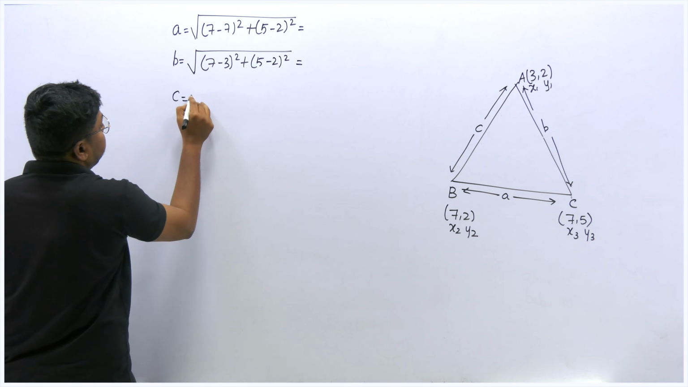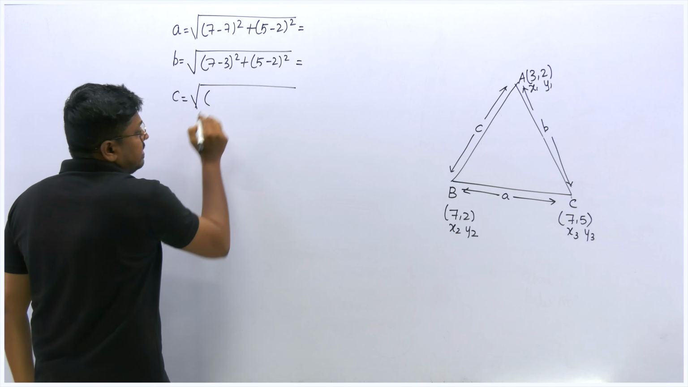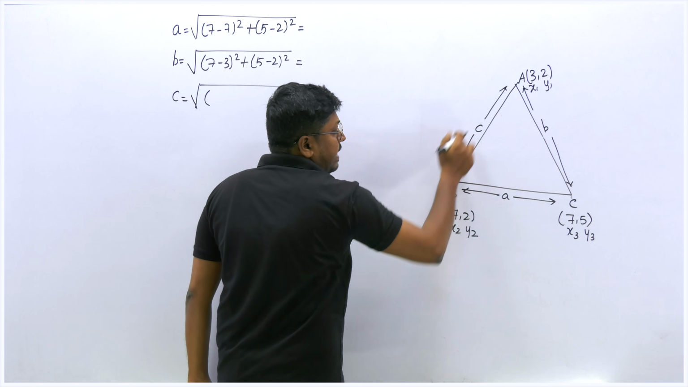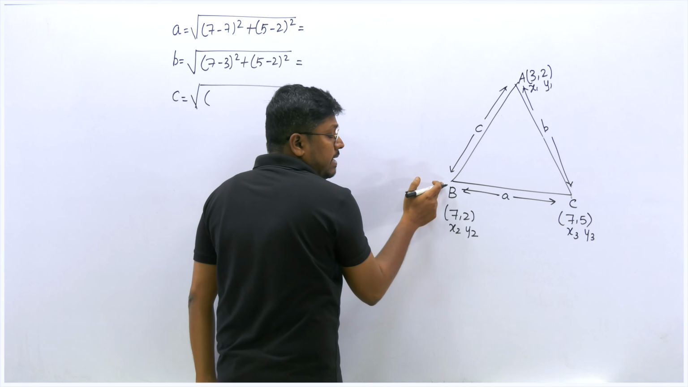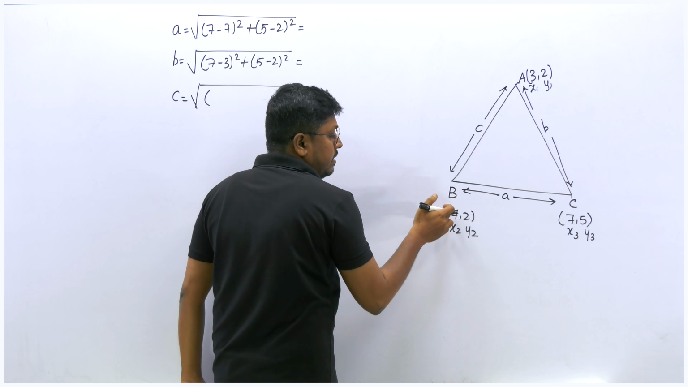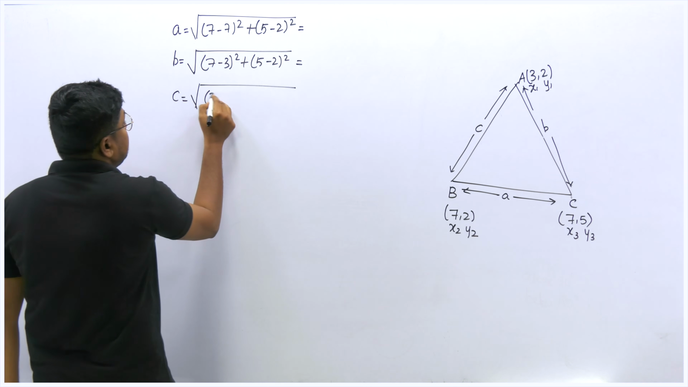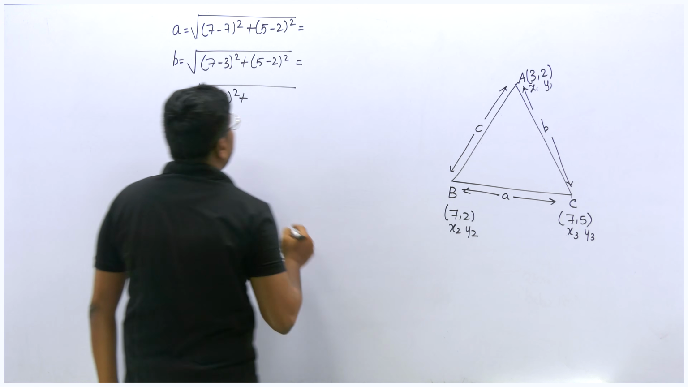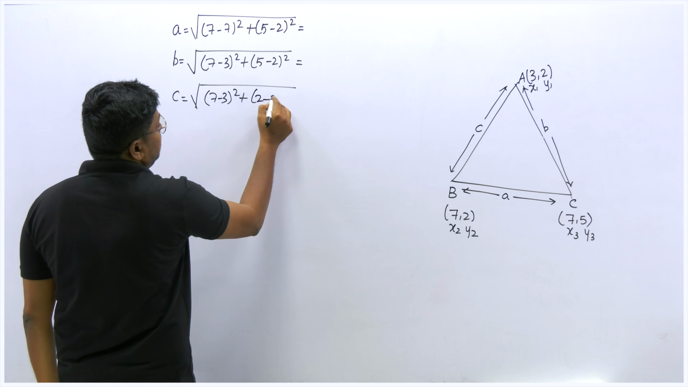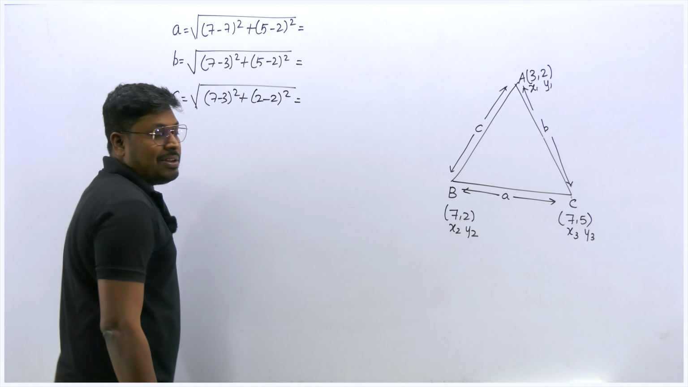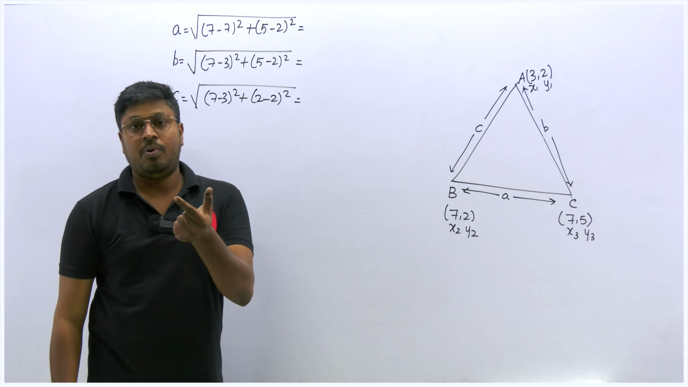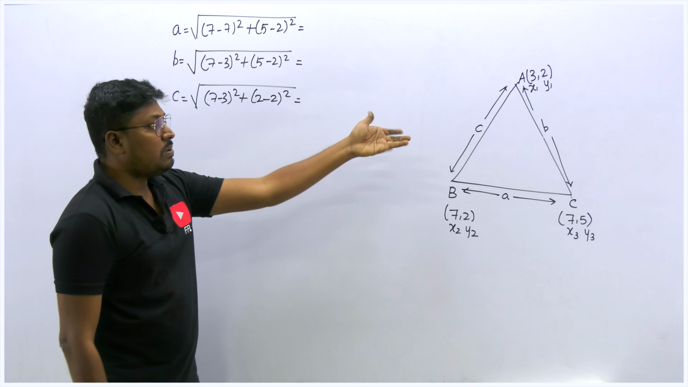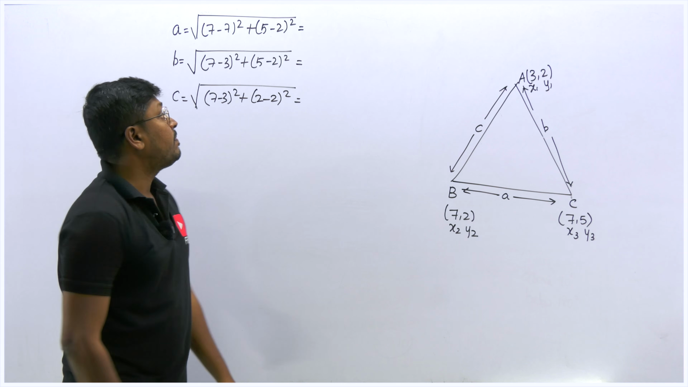Right? What about c? Similarly, here C lies on the vertices A and B. So B to A, reverse order, right? So 7 minus 3 the whole square plus 2 minus 2 the whole square. Right? Now easy or not? Without learning the formula, we learned that small technique so that we can apply it here to find the value of a, b, c.